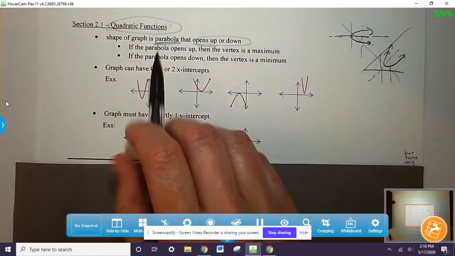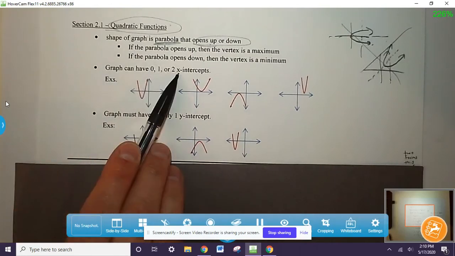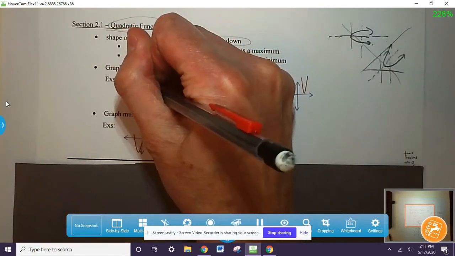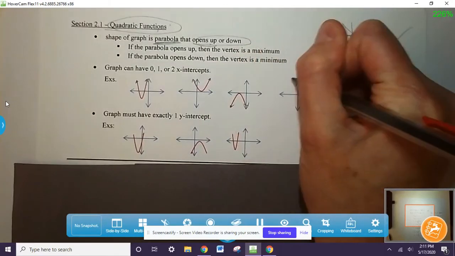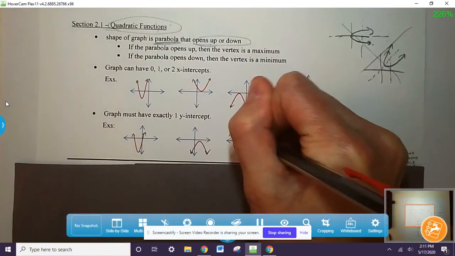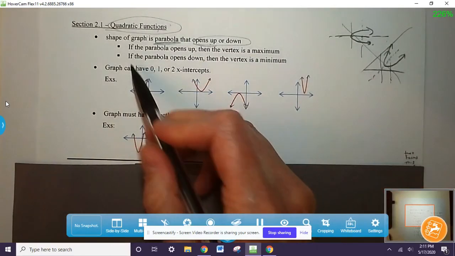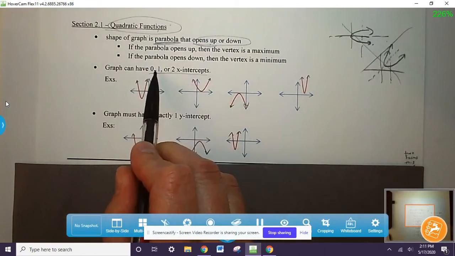So this you're already aware of. Just to remind you, graphs can have 0, 1, or 2 x-intercepts. Go ahead and throw the arrows on the ends of each of those parabolas, if you printed the worksheet, because the graph doesn't just stop there. The graph continues up forever to the left, up forever to the right. And just as a quick reminder, your graphs can have no x-intercepts, 1 or 2.